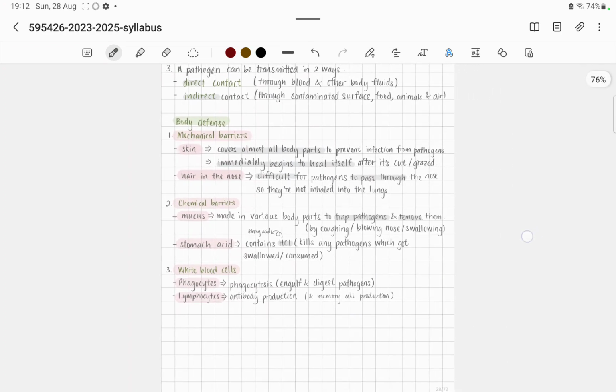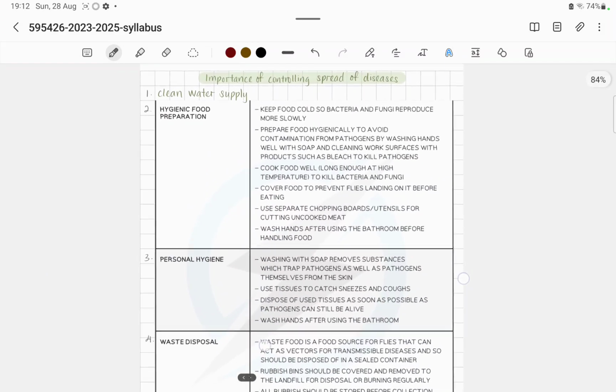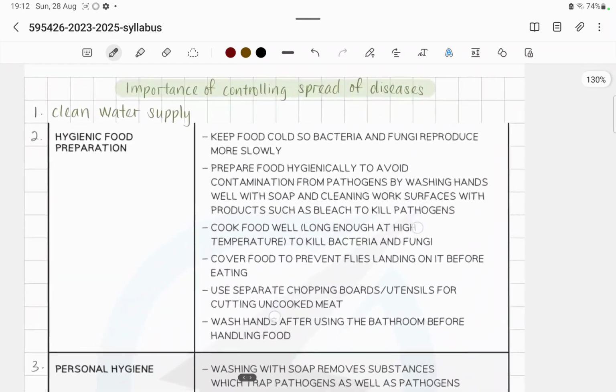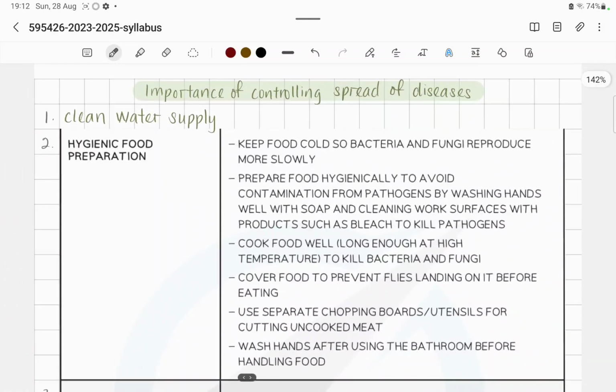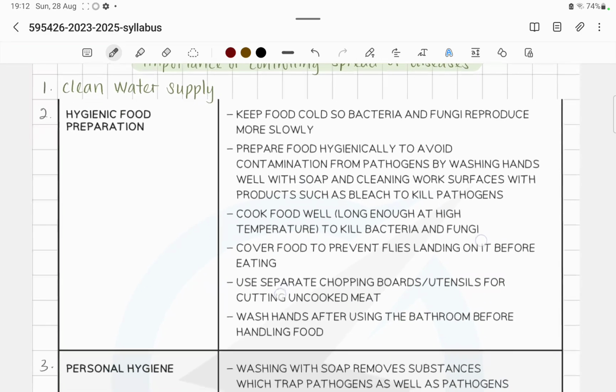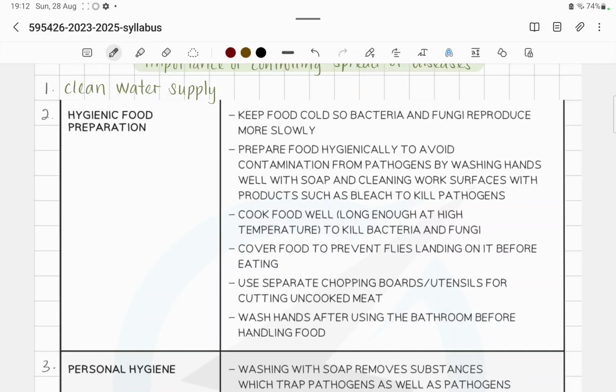Now, the importance of controlling the spread of disease. The first one is clean water supply, because if the water is not clean, when we drink it the pathogens inside will flow into our body and infect us straight away. Secondly, hygienic food preparation.